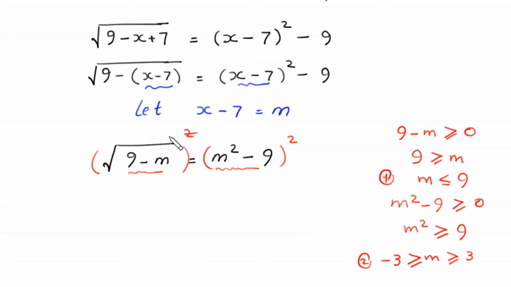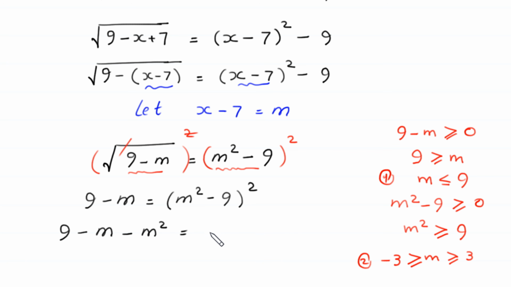So the square will be cancelled out with the square root, and at left hand side we are left with 9 minus m is equal to this expression m squared minus 9 whole squared. Now we subtract m squared from both sides. So 9 minus m squared is equal to m squared minus 9 whole squared minus m squared.